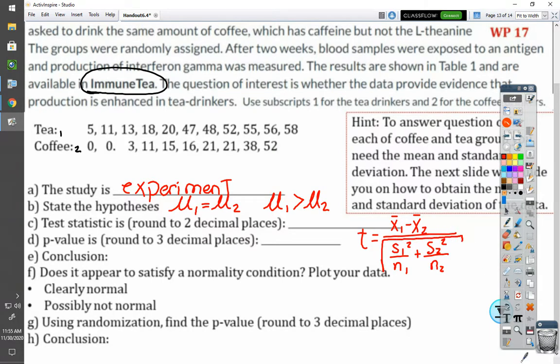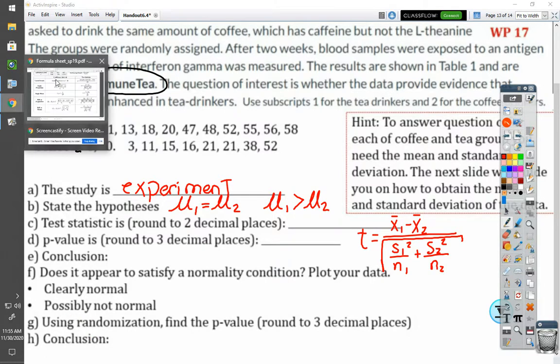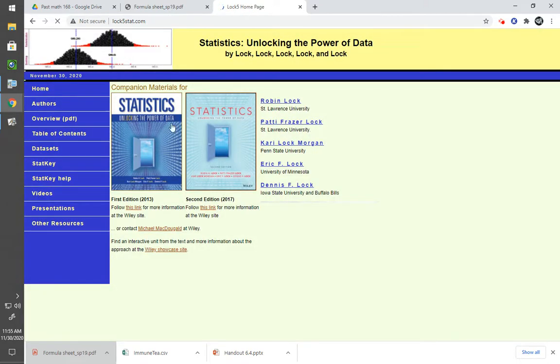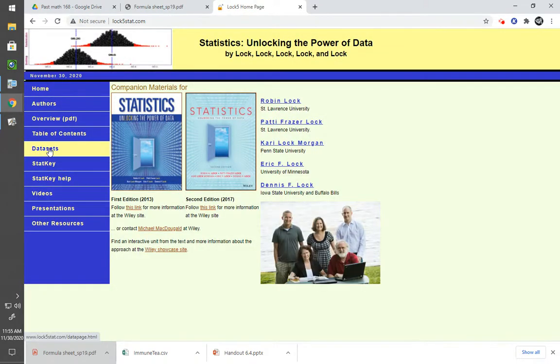I'm going to help you get that data, and then I'm going to let you go and complete the rest. So how can we get this data? Well, in my next slide it'll be part of it, but I'm going to walk you through it. We're going to go to StatKey itself. In StatKey, the first thing I'm going to do is grab the data file set. So I'm going to click on Statistics and go to the data set.